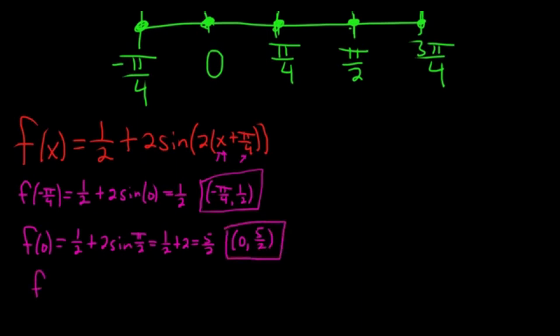Let's look at f of pi over 4. So f of pi over 4 is 1/2 plus 2 sine. And we're plugging in pi over 4, so we get pi over 4 plus pi over 4. It's pi over 2, right? Because it's 2 pi over 4, which is pi over 2. Times 2 is pi, so we get sine of pi. Sine of pi is 0, right? It's the y-coordinate at pi, which is 0. So this is going to be 1/2. So the ordered pair here is pi over 4, comma 1/2. Almost there, almost there. 2 more points.